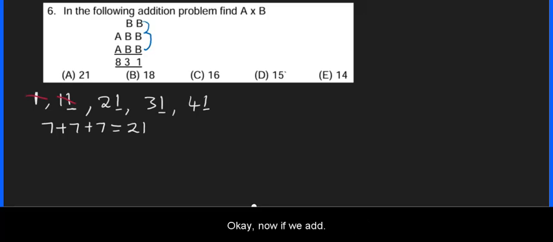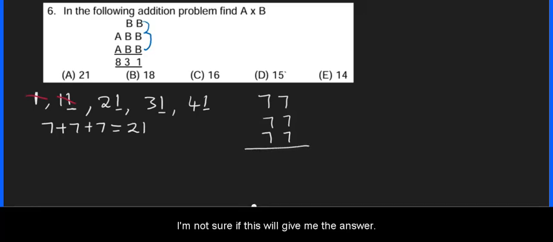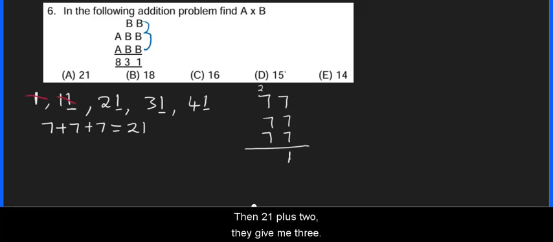Okay, now I'm going to write here 7 and 7. I want to see what I will get. 7, 7, 7, and 7. I am trying. I'm not sure if this will give me the answer. Now 7 plus 7 plus 7 is 21, and then I carry 2. This gives me 21. Then it's 21 plus 2. They give me 3.